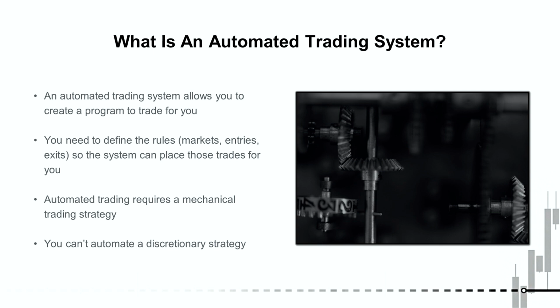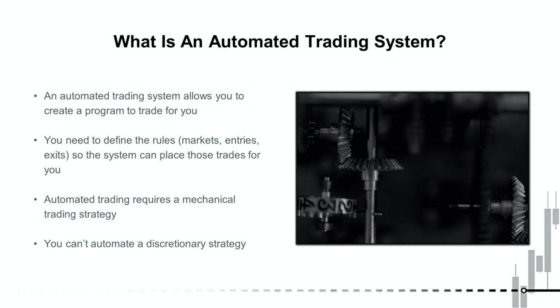So, as part of this, we need to have a mechanical trading strategy. Now, if you've watched any of our videos before, you'll know that's our focus, a mechanical style of trading. So our strategies fit really well with an automated trading system. Does that mean they have to be automated? Absolutely not. Most of our traders will still trade manually, but it means we have the option there.